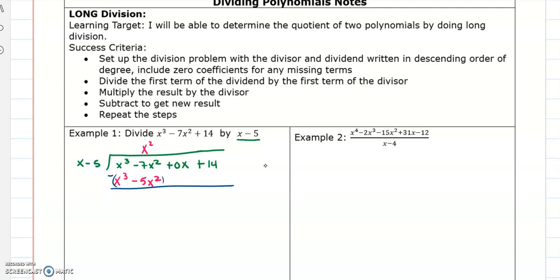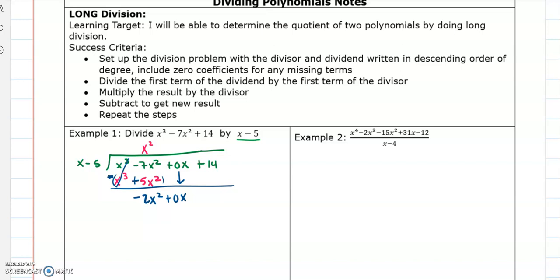So I have x to the third minus x to the third. Those cancel. Then I have negative 7x squared minus a negative 5x squared. Well, that's actually going to turn into negative 7 plus 5x squared. So that's going to give you a negative 2x squared. And then you drop down your next term. This is a 2. There you go.